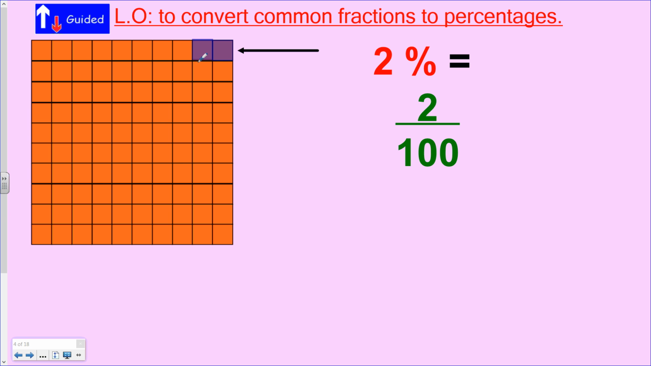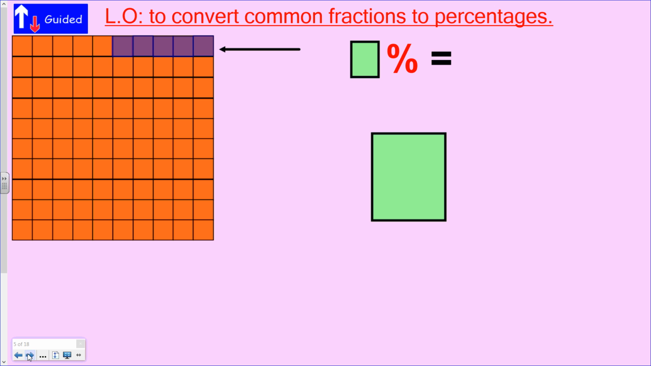Another example then, here's my 100 grid, 100 equal parts, and there are 2 of them coloured in. Therefore, it's 2 over 100, or 2 out of 100. Therefore, that is 2%. Okay, so let's have a little go at this one together then. It's 100 equal parts, so my denominator is 100. Okay, and have a look now, how many bits have been coloured in?